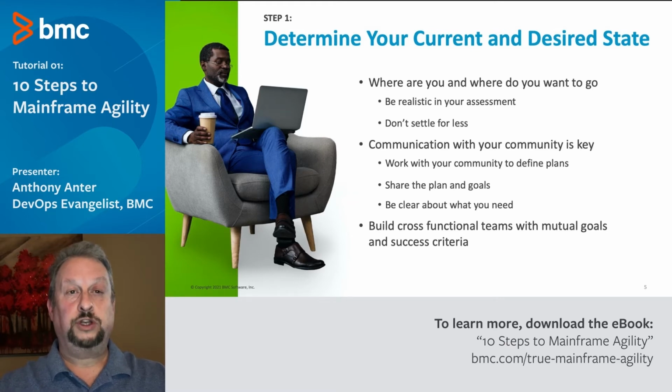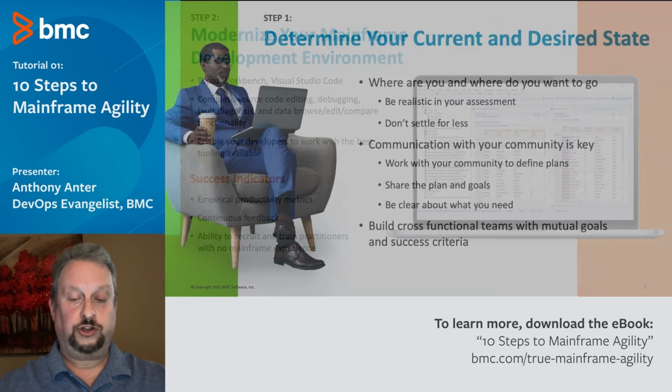And be clear about what you need. If you need your teams to help you test, to validate, to do whatever you need them to do, communicate that early and often. Last, build cross-functional teams with mutual goals that you could partner with. Those partners will be key as you push this project along and to help you deliver your ultimate DevOps transformation.